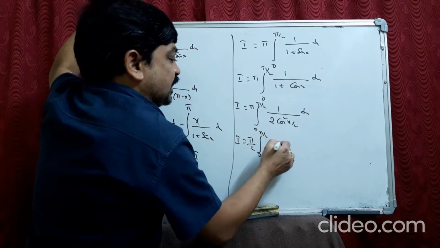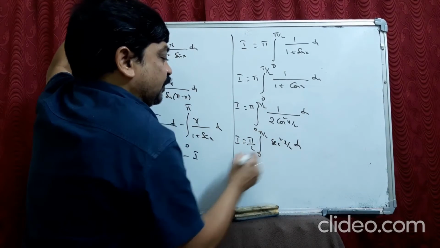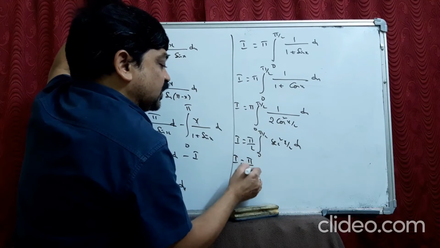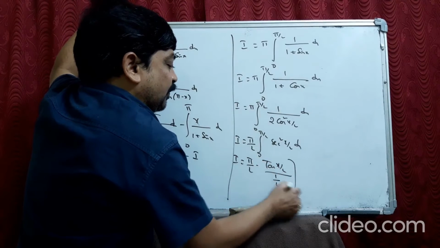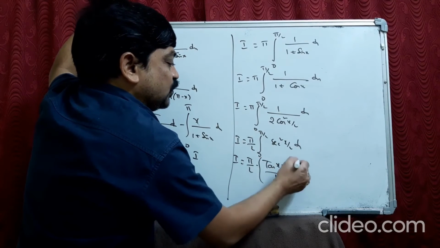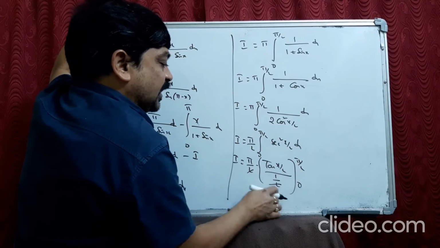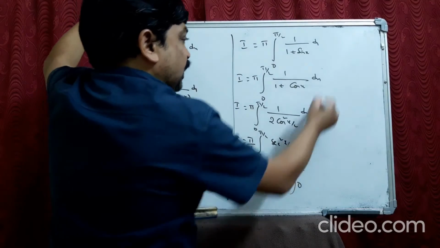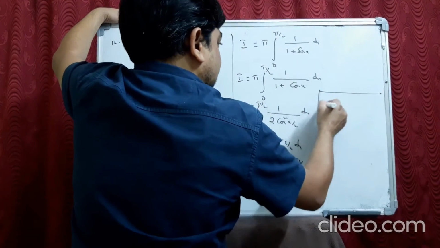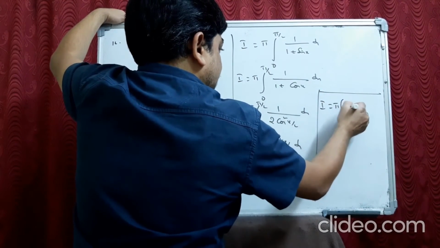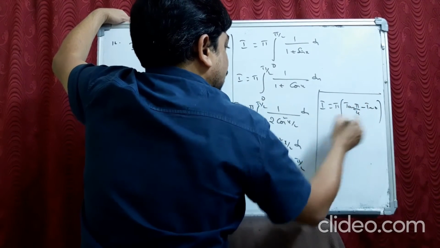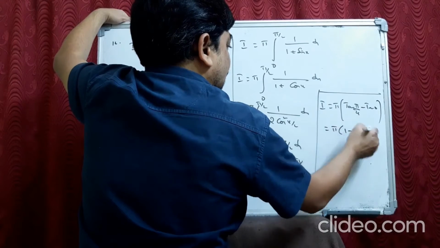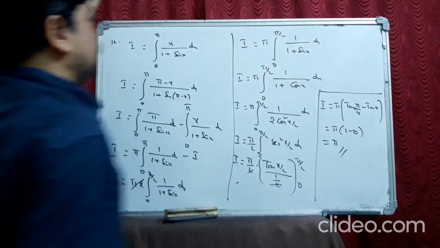It becomes secant square x by 2, integration. Because I know the integration of secant square is tan x by 2 divided by 1 by 2, from 0 to pi by 2. The 2 gets cancelled. So finally I is equal to pi into, if I substitute pi by 2, tan pi by 4 minus tan 0. Pi into 1 minus 0, it becomes pi.